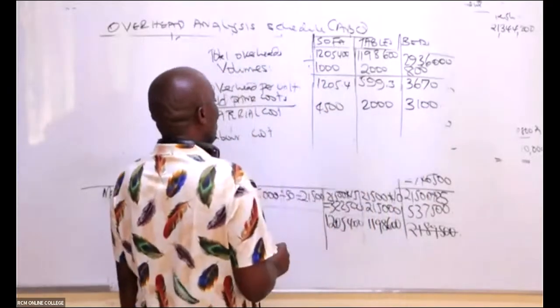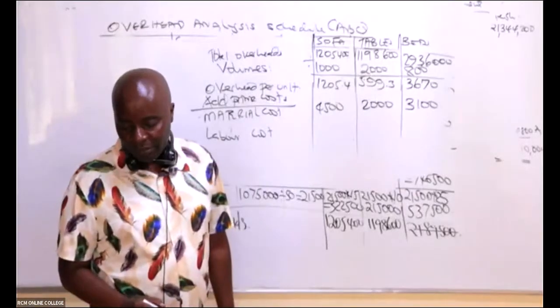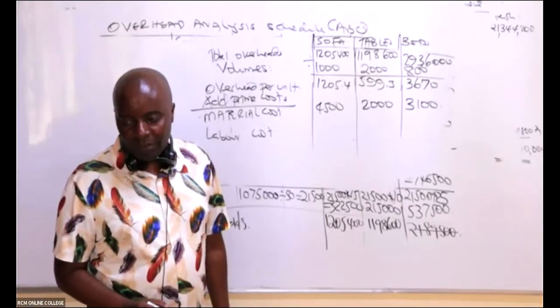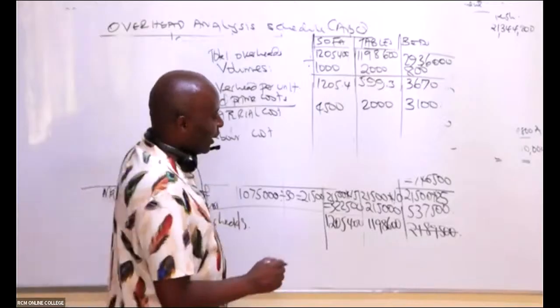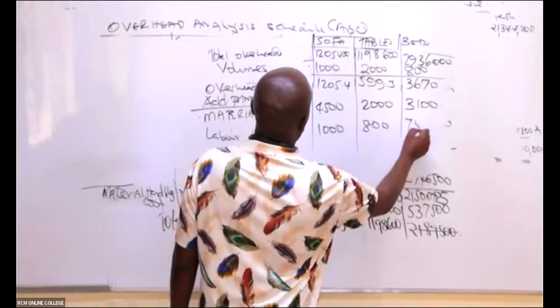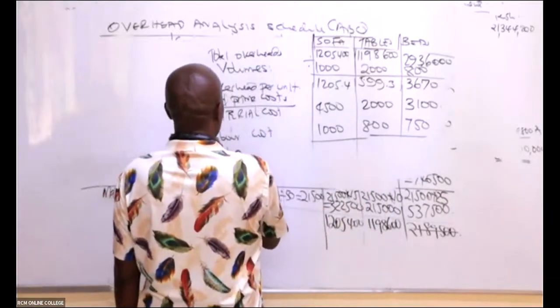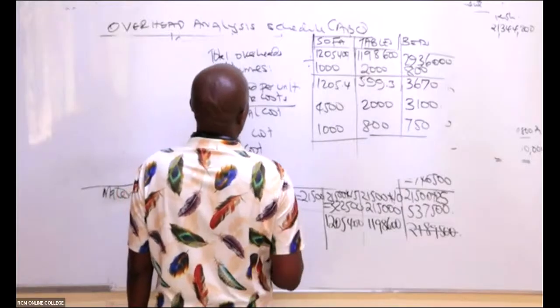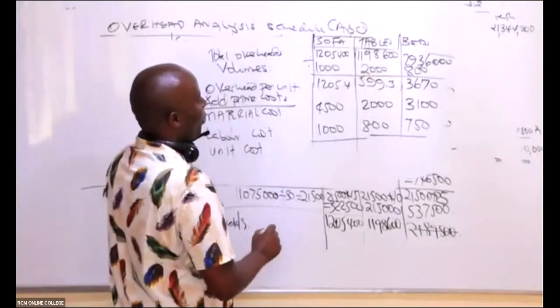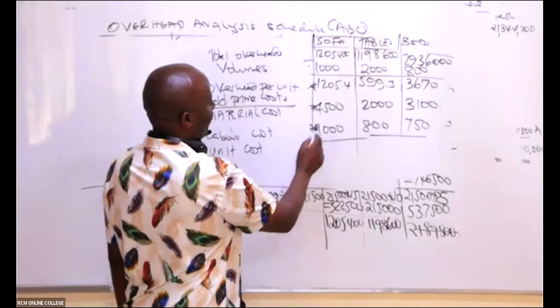And then we go to labor cost. 1,800. 750. That is it. So then we have the unit cost. So now you are adding the overhead per unit plus these prime costs. Then we are at home.